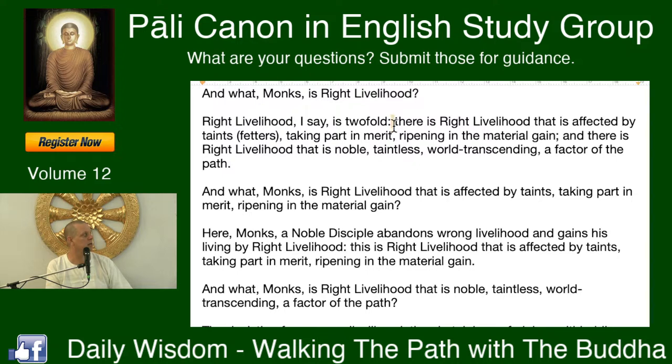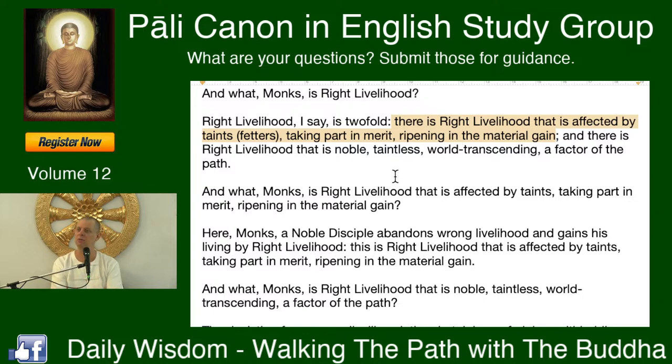So he talks about this first fold of purification of your livelihood. He's saying there is a right livelihood that is affected by the taints, meaning the pollutions of your mind, and that takes part in merit, meaning that even though you're making money, you're also sharing in order to practice generosity, and it ripens in material gain, meaning what you're really interested in is acquiring certain material possessions for yourself. This is the first fold of purification, and it's typically where people are. Maybe when they first start out on the path, they might be disgruntled or upset about their job. They're not really that enthused about it, but they're just doing it anyway. So if you can get to the first fold of purification, it's not doing the scheming, flattering, hinting, belittling, pursuing gain with gain, and also not practicing business in weapons, living beings, meat, substances that cause heedlessness, and poisons.